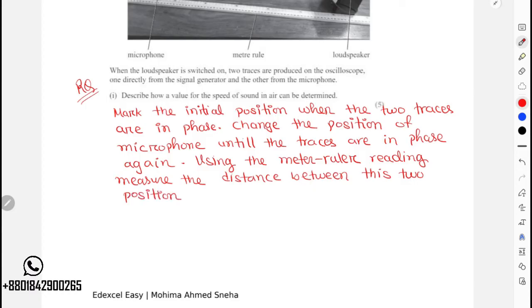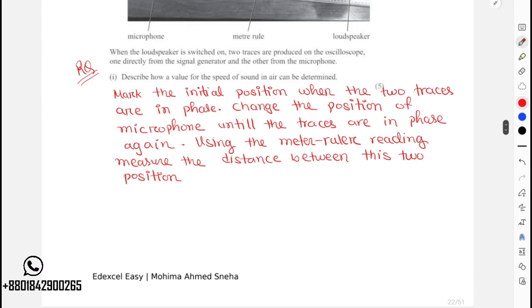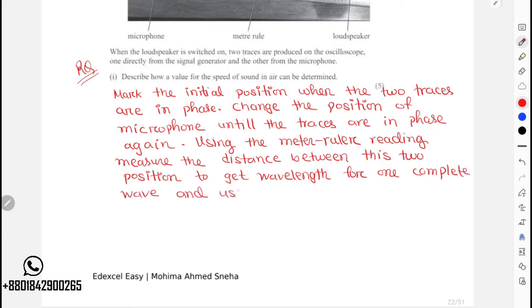Using the meter ruler reading, measure the distance between these two positions to measure lambda, to get the wavelength for one complete wave, and using the cathode ray oscilloscope screen, you can measure time.